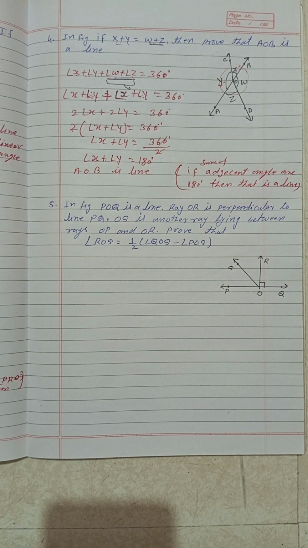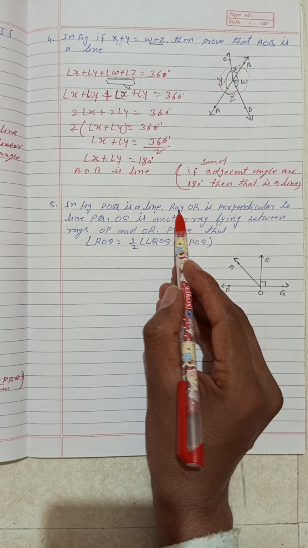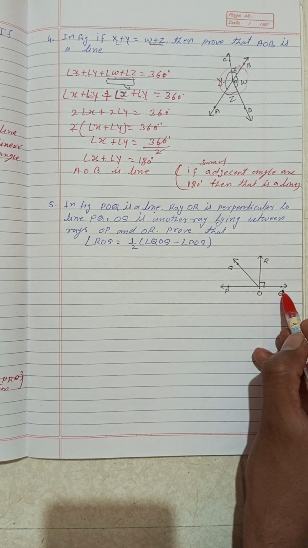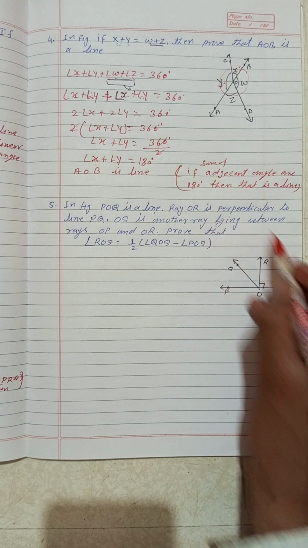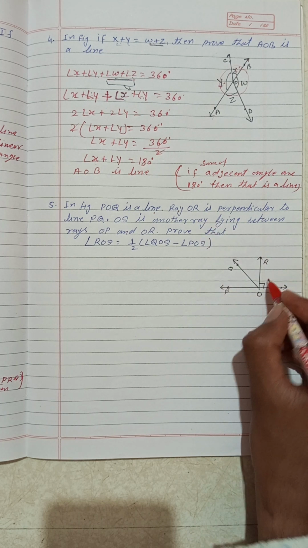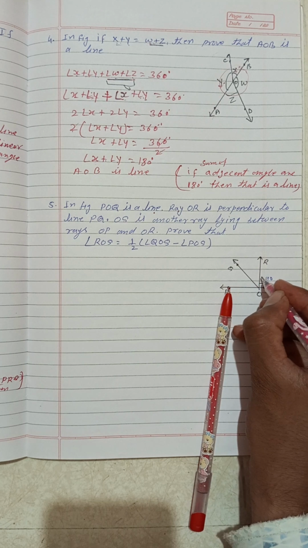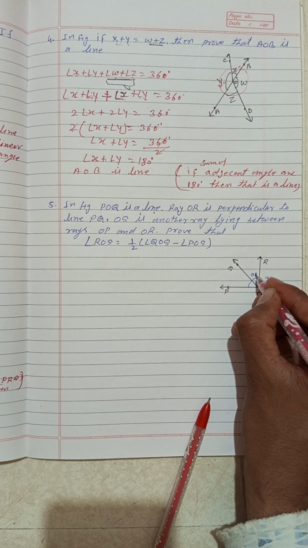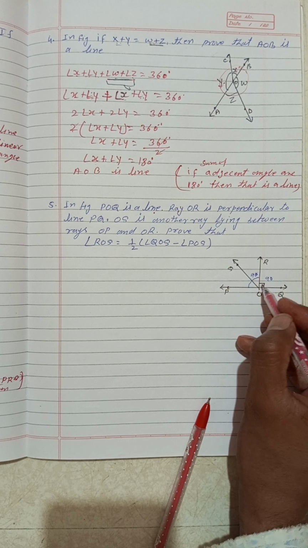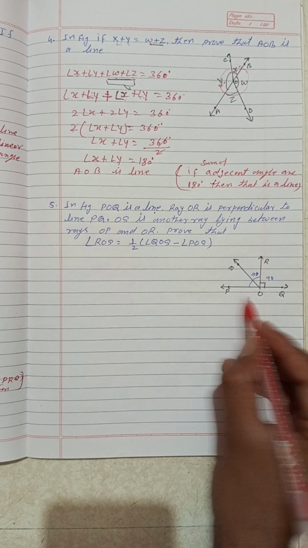Now we are going to the next question, that is question number 5. In the figure, POQ is a line, it is given. Ray OR is perpendicular to it. Perpendicular means this side is a 90 degree angle, and this side is also a 90 degree angle, because on a line the two angles together become 180 degrees. So OR is perpendicular to the line PQ.